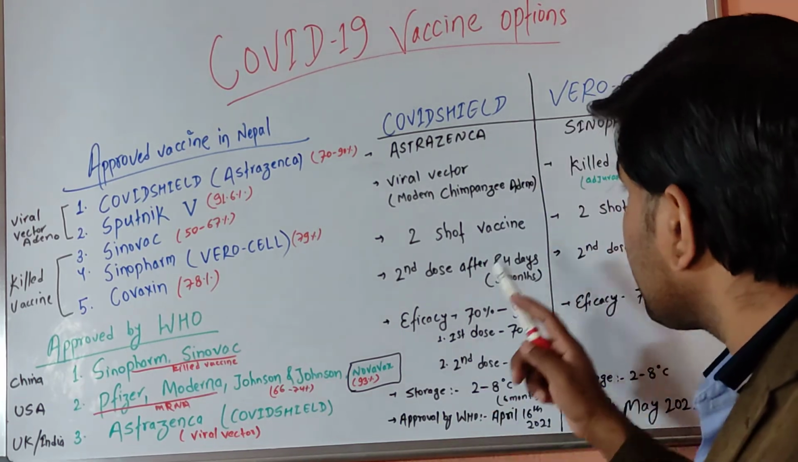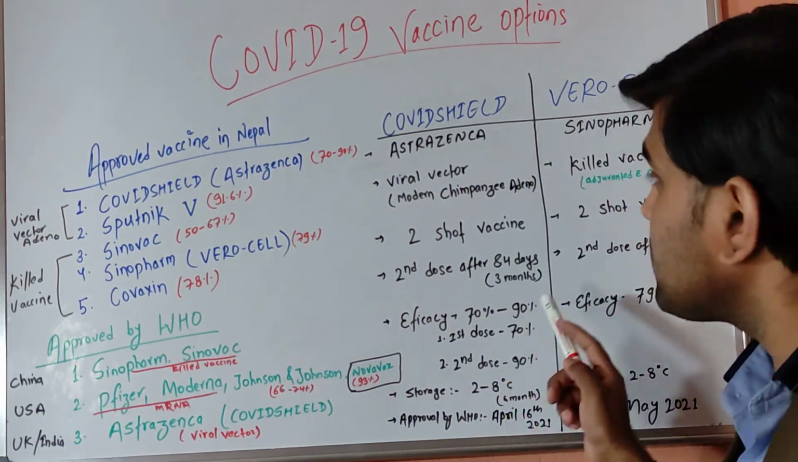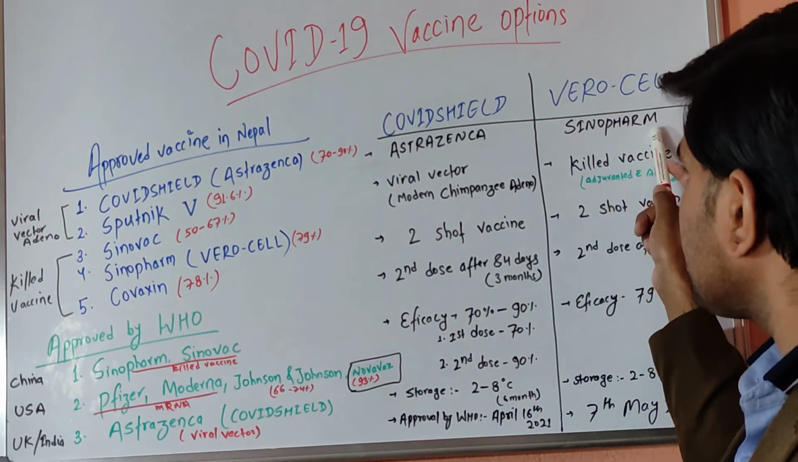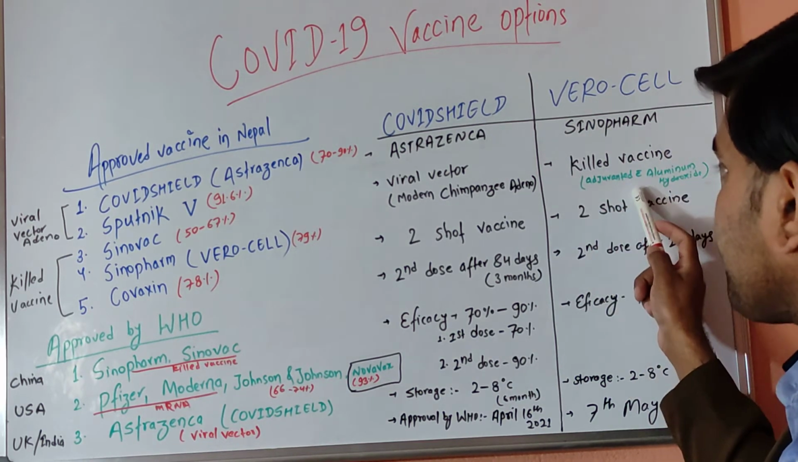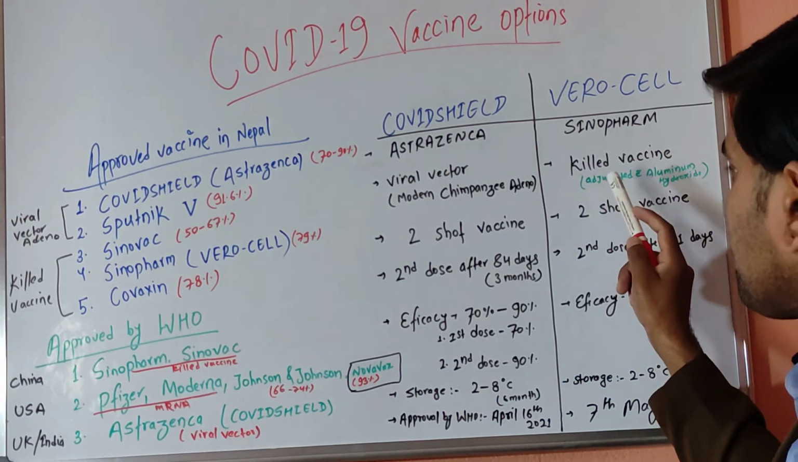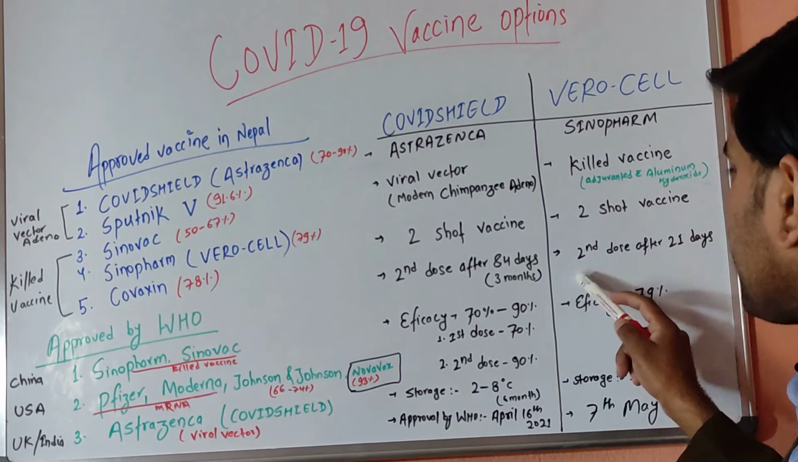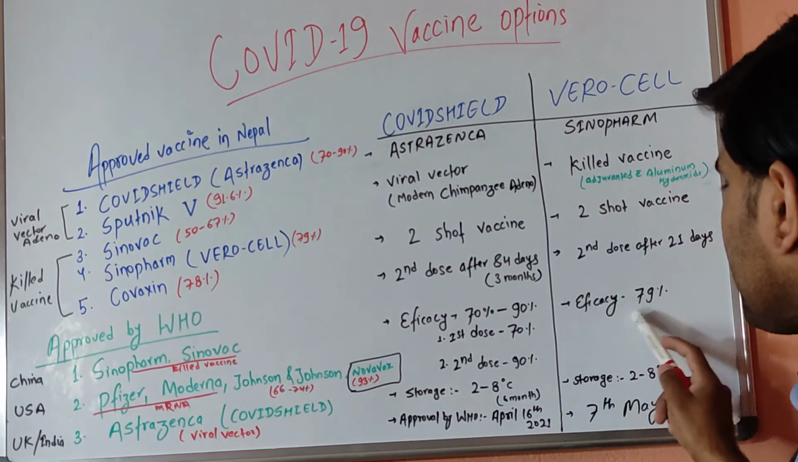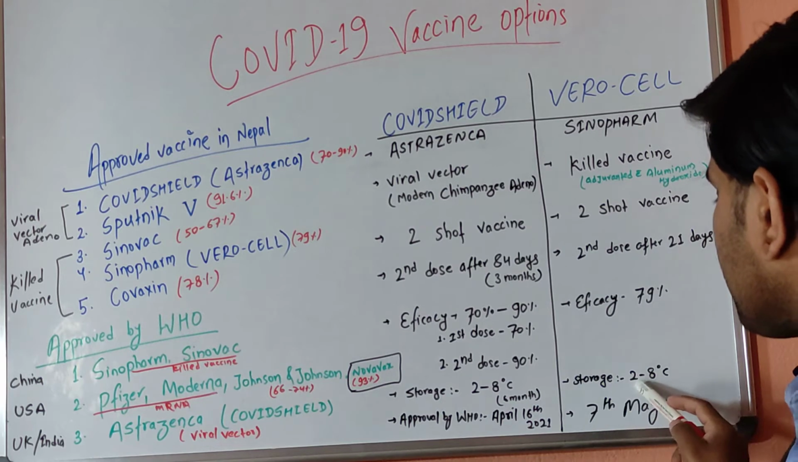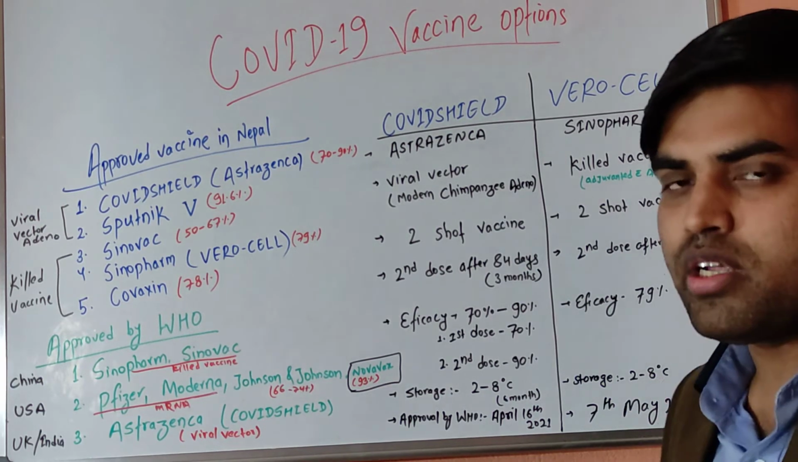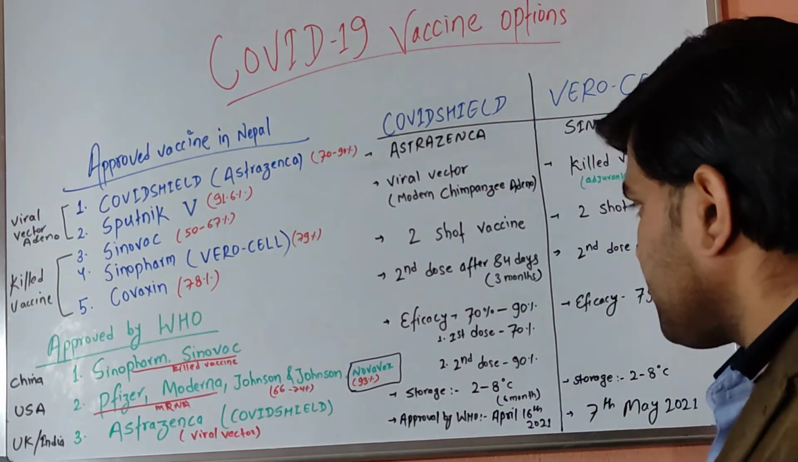So now let's talk about the second vaccine available in Nepal, and that is Vero Cell, which is also from a Chinese company, Sinopharm. It is a killed vaccine. The second dose is given after 21 days, and efficacy is 79%. These are all stored at 2 to 8 degrees Celsius, and it was approved on 7th May 2021.